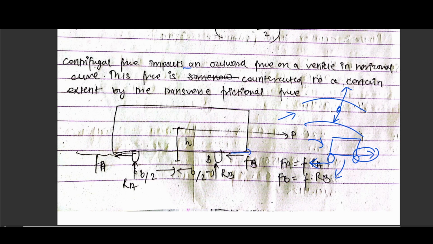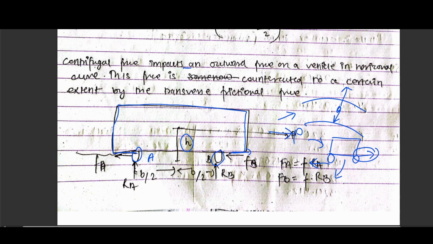So this is a vehicle, right? I think the diagram is not that clear, but this is the centrifugal force P, and this is the tire of the vehicle. Obviously we know the pavement will impart a reaction to the tire, and let this point be B, and the reaction is RB, this point A, and the reaction is RA. B by 2 is the distance of this wheel to the center of the vehicle, and B by 2 is the distance of this wheel to the center of the vehicle, and H is the height of the center of gravity of the vehicle above the pavement surface, and this is known as H.